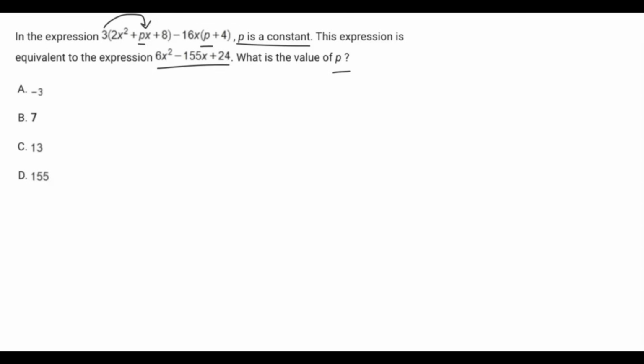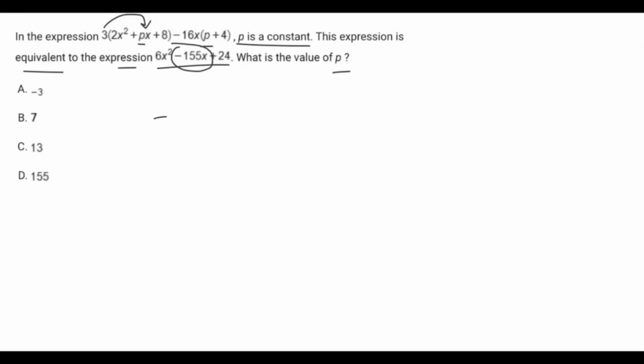If we look over here, that means it's only going to affect this term right here, negative 155x, because p can be anything and it won't affect the 6x squared or the plus 24 constant. All right, so let's set up our equivalent equation, because it says this expression is equivalent to the expression. Therefore, we can set up that equation, isolate for p, and we'll be good to go.